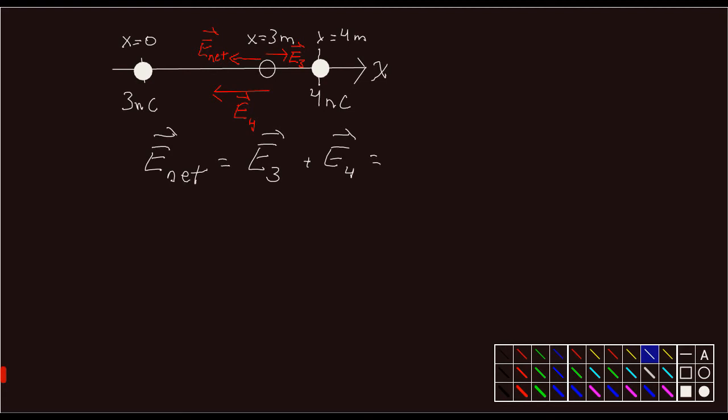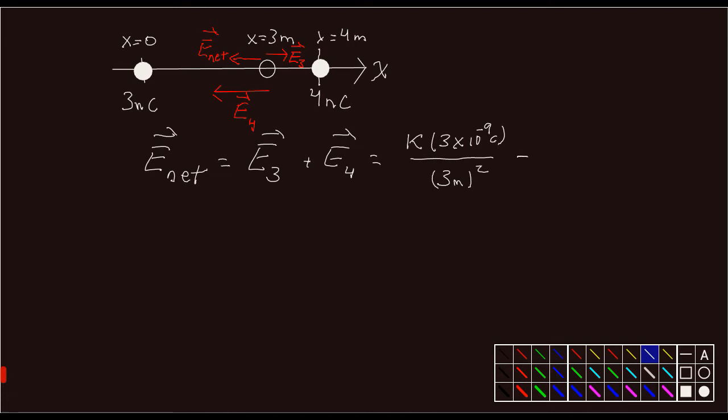Now, because this is all on a line, we can just add the x components of each vector together. So if we look at E3, E3 is pointing in the positive x direction, so its x component is going to be k times 3 times 10 to the minus 9 coulombs, and we're going to divide it by the distance the open circle is away from our 3 nanocoulomb charge, which in this case is 3 meters, and we have to square it. Alright, so this is the x component of E3.